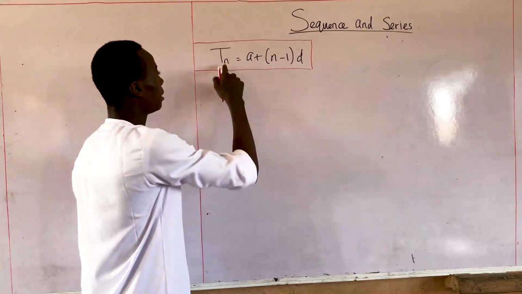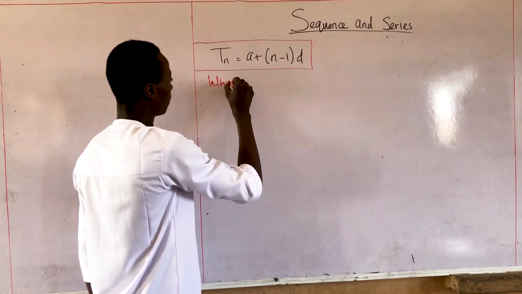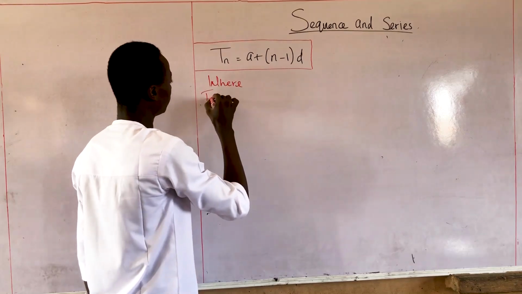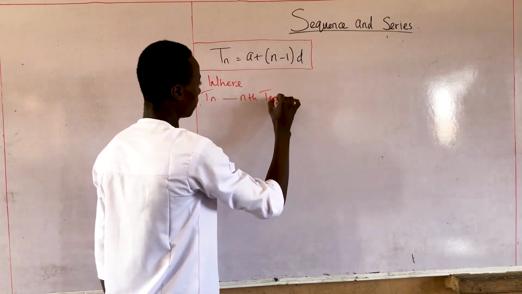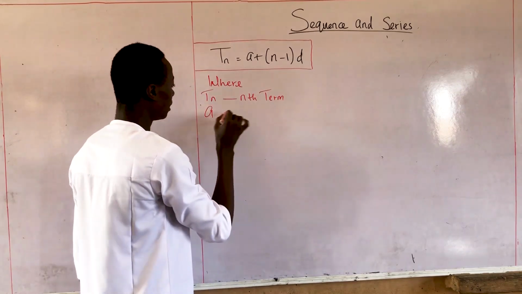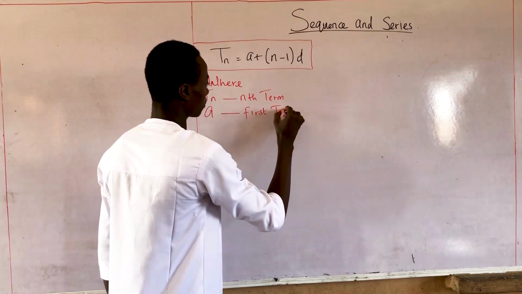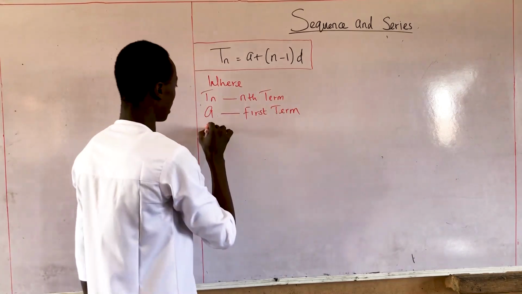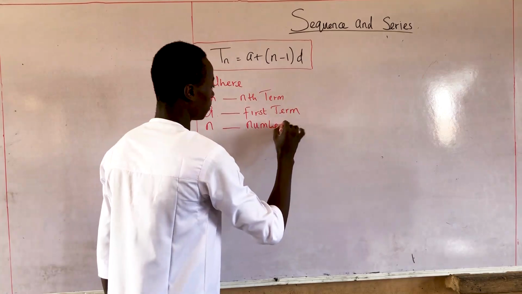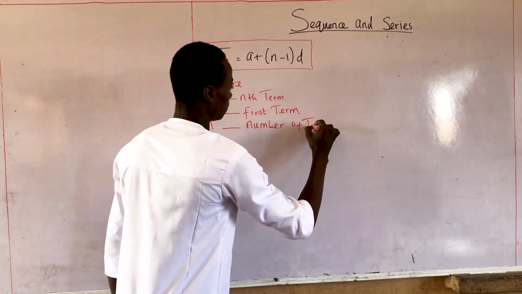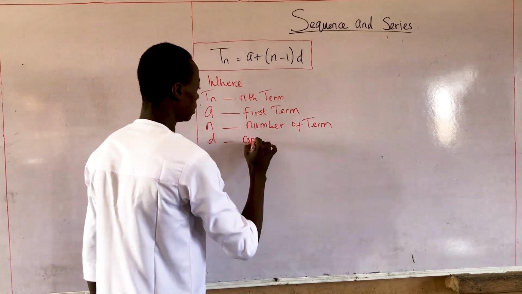Let us start by telling what each of these variables means. Where Tn is called nth term, A is called first term, N is called number of terms, D is called common difference.